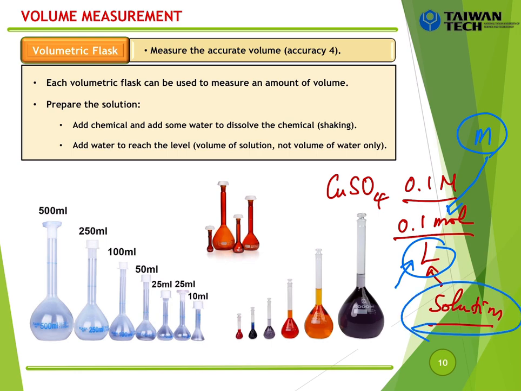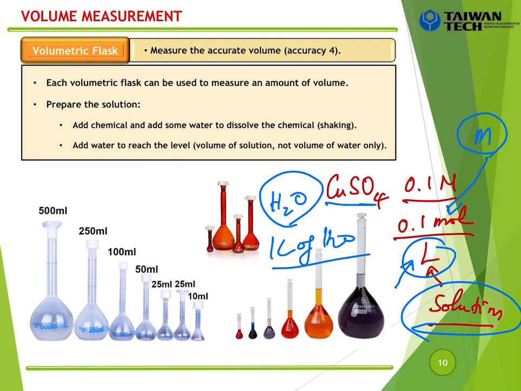If you just use some device to measure the liquid only, the solvent only, maybe the water only, or maybe you use the graduated cylinder to measure 1 liter of the water only, but when you add the chemical to 1 liter of the solvent, you may get more than 1 liter of the solution. So usually when we prepare a chemical solution, we use the volumetric flask to prepare it.